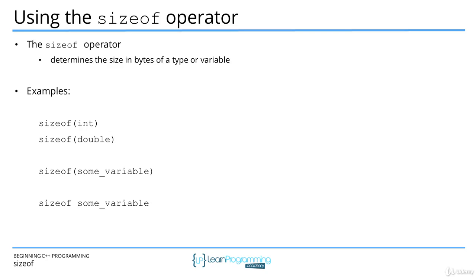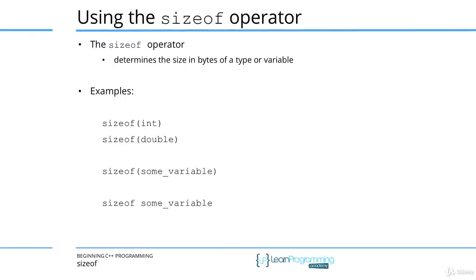In order to determine the size of a specific type, we provide the name of the type inside the parentheses. For example, sizeof(int), sizeof(double). This will tell us the size of that type in bytes on the specific machine and compiler that you're running the program on. You can also determine the size of variables using their names. In this case, you can use the same syntax, or you can omit the parentheses since they're optional for variables.